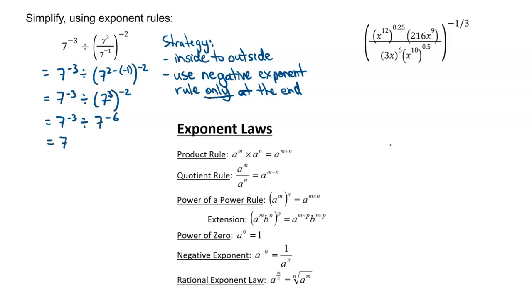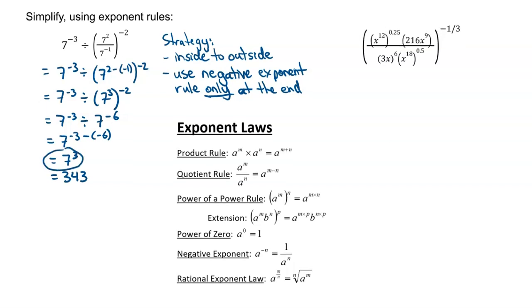Now the quotient rule we're going to use again. Because we're dividing, we're going to subtract those exponents, and we can only do that because they have the same base. So 7 to the power of negative 3 minus negative 6 means you add 6, gives you power of 3, and 7 to the power of 3 is 343. Now, 7 to the power of 3 is the final answer because it didn't tell us to get a final answer, it just said simplify.